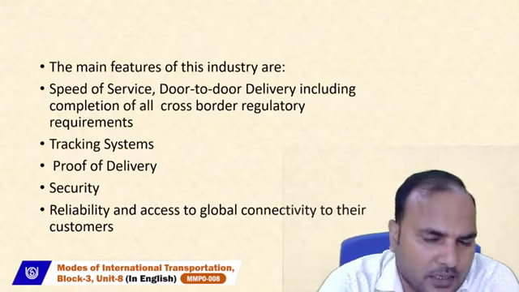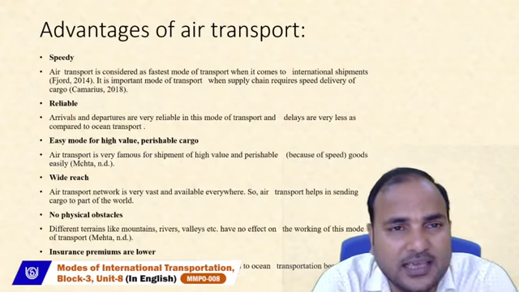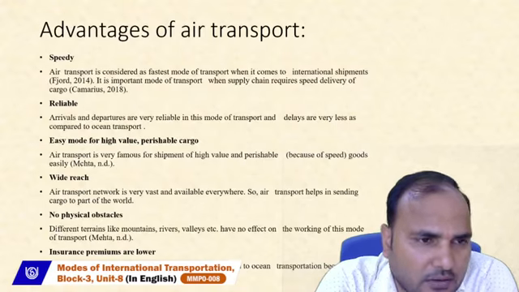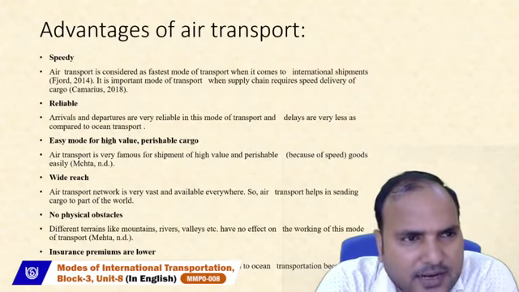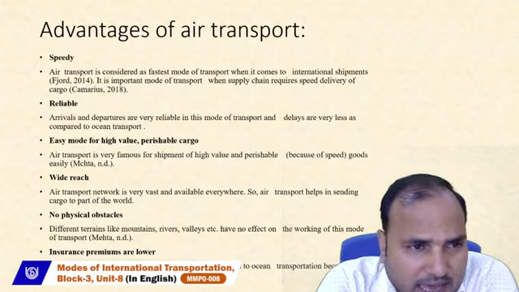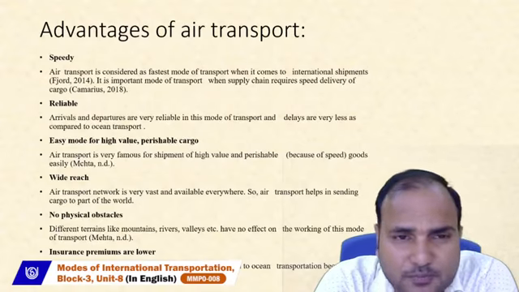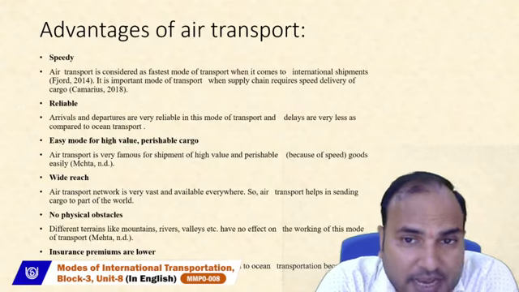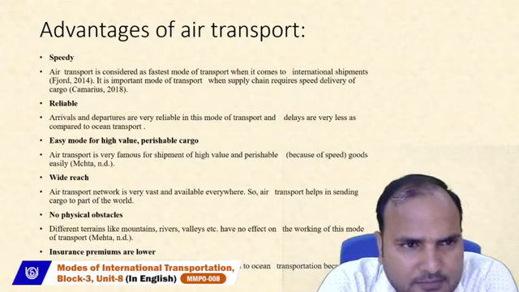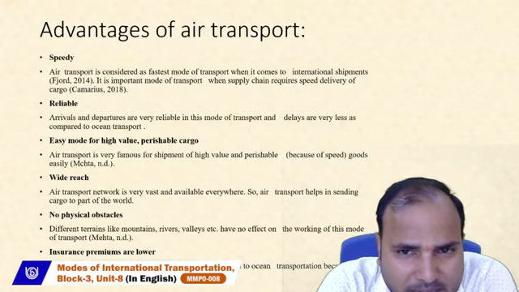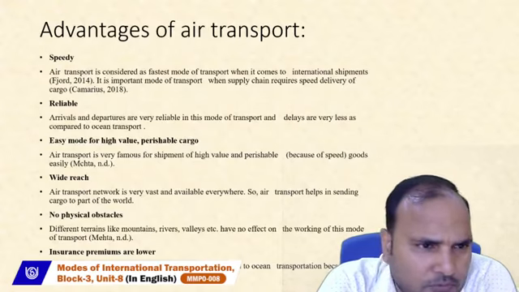And in this air industry, what are the different advantages of air transport? Already we discussed a little bit. One is speedy. What is speedy? Air transport is considered the fastest mode of transport when it comes to international shipments. It is very important when the supply chain requires speedy delivery of cargo.